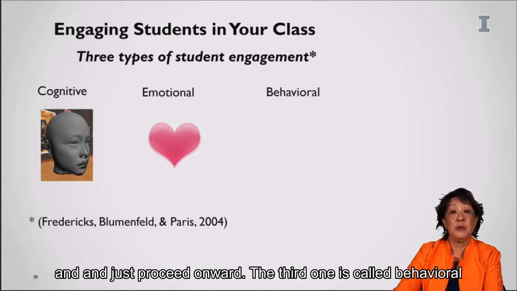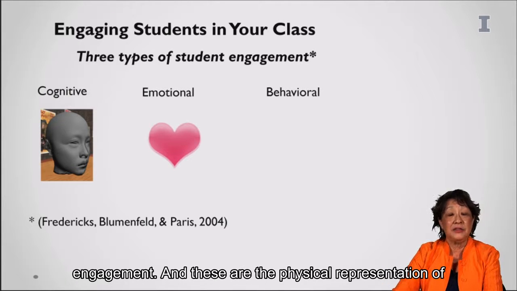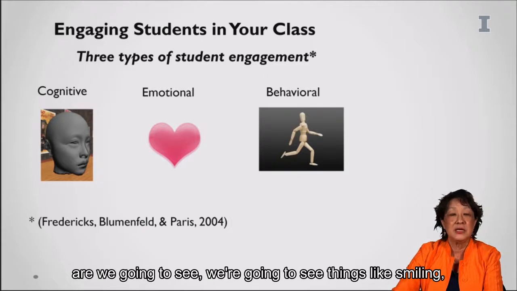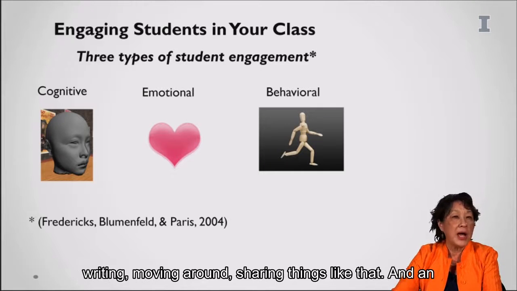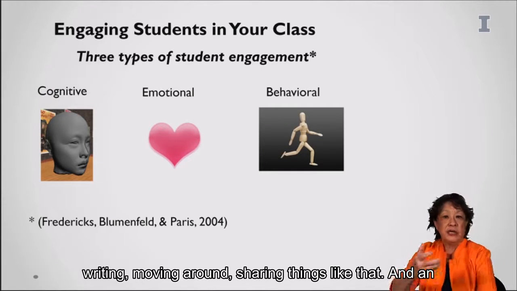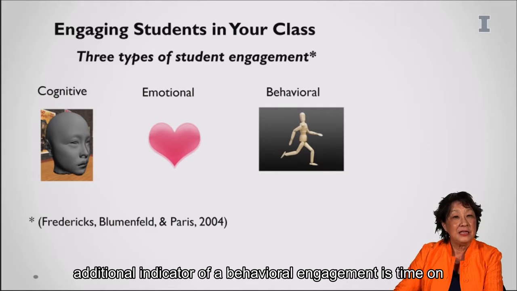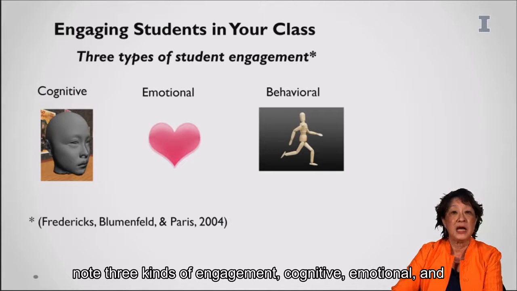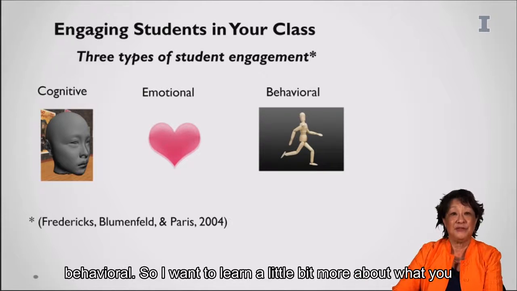The third one is called behavioral engagement, and these are the physical representation of cognitive and emotional engagement. And what are we going to see? We're going to see things like smiling, writing, moving around, sharing, things like that. And an additional indicator of behavioral engagement is time on task. They tend to spend a little bit more time. So take note, 3 kinds of engagement: cognitive, emotional, and behavioral.